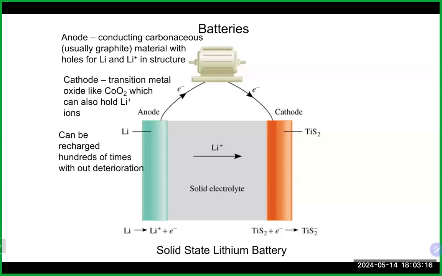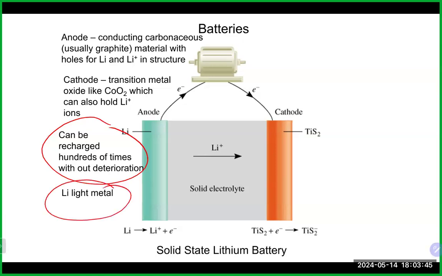And another type of battery is a lithium, solid-state lithium battery. It has an anode that is some type of carbon or graphite type material that has actually holes in it that allows the lithium, as they lose electrons, to migrate across. The cathode is some type of transition metal that could hold the lithium ions that are coming across. It can be recharged hundreds of times without deterioration. It's also a very light metal, which is why they use it sometimes in tools and those kind of battery packs. Very light type of battery, can be recharged lots and lots of times.